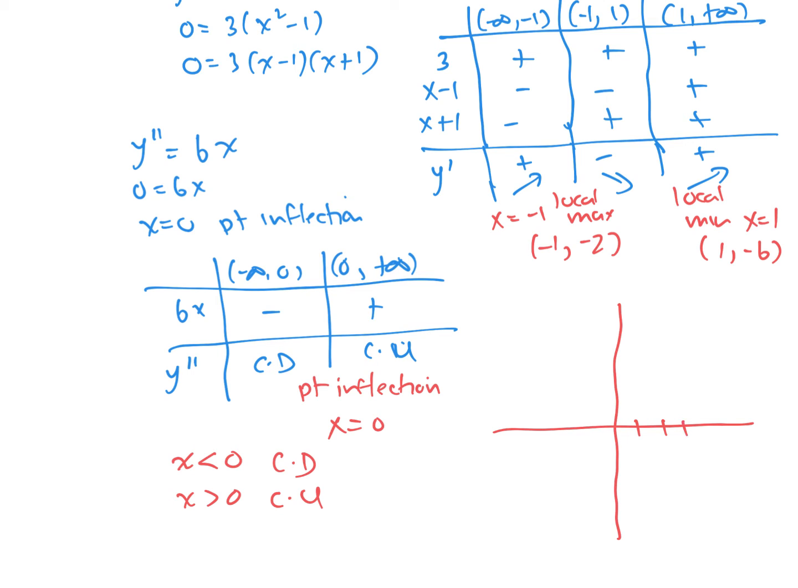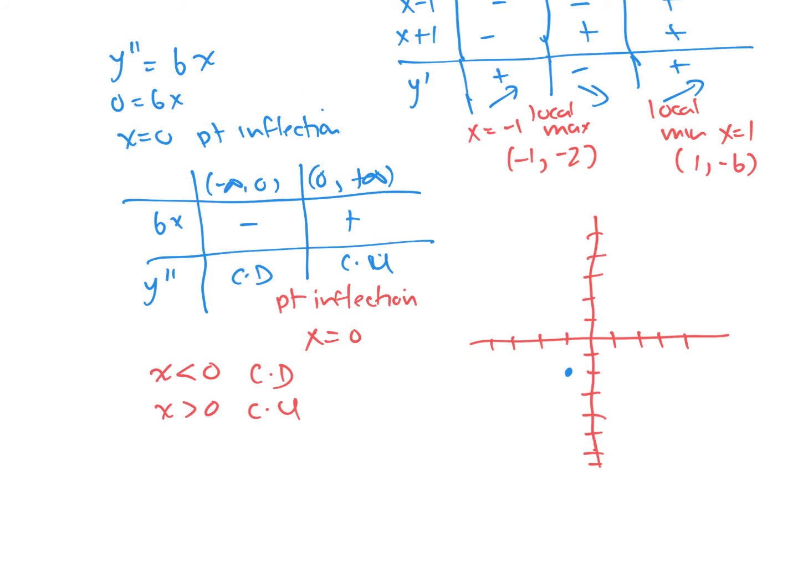So let's put some marks on here. Okay, so what points do we have? We have (-1, -2), which is a local max. (1, -6), let's move this up a bit, is a local min. We have a point of inflection at (0, -4), which is also our y-intercept.